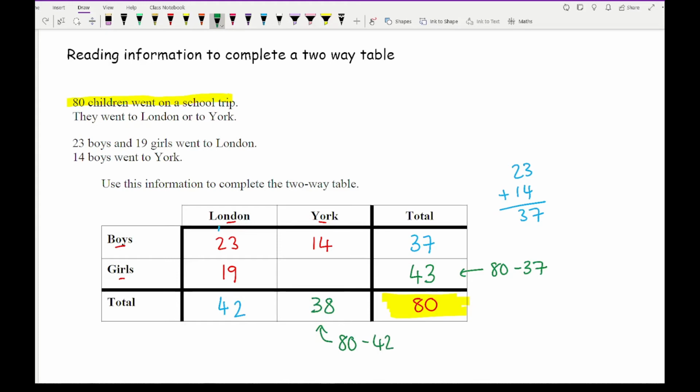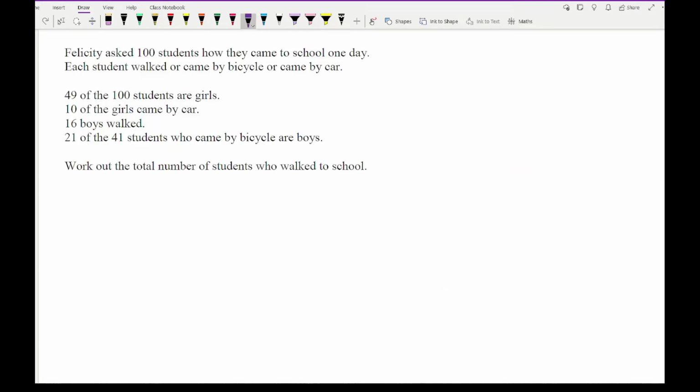Now from this, all I need to do then is work out how many girls went to York. Well, if 38 people went in total and 14 of them were boys, then to work out what this missing number is, all I need to do is 38 take away 14, which is going to give me an answer of 24. And there we've completed our table.